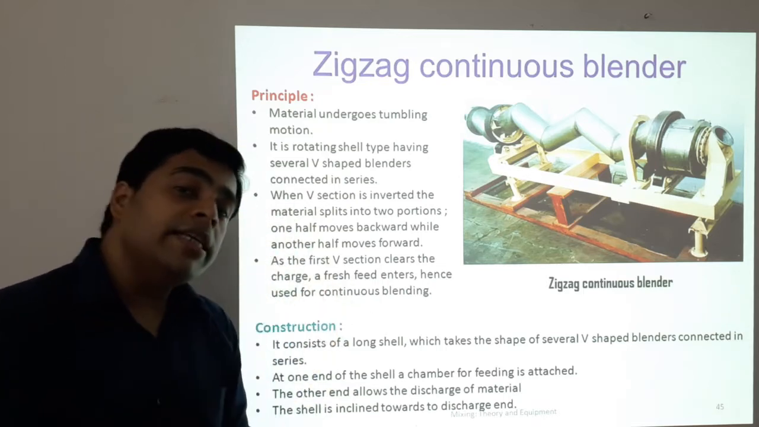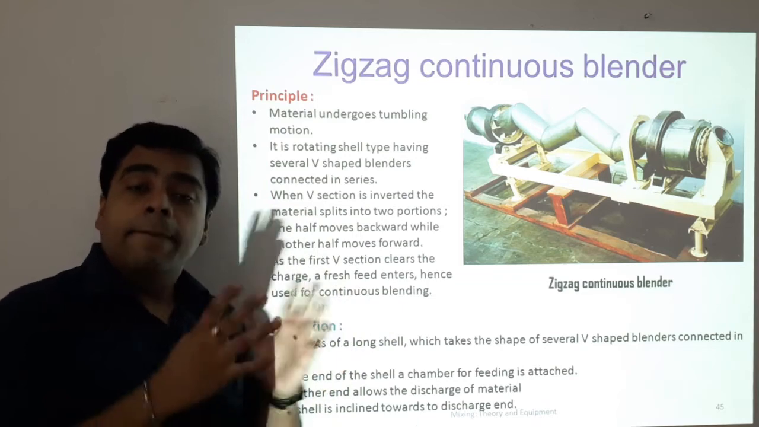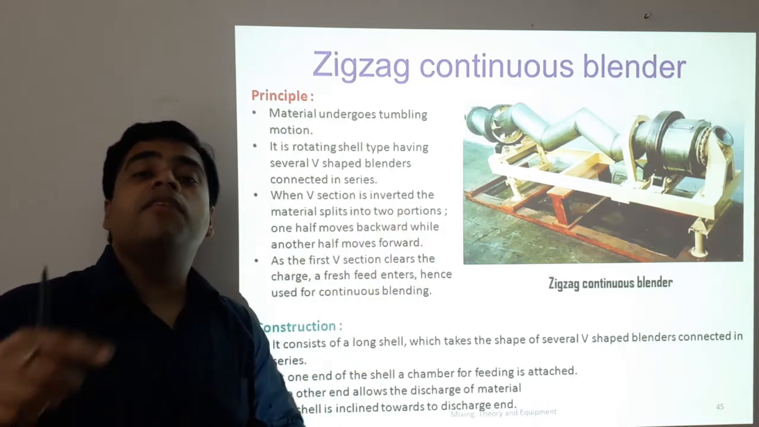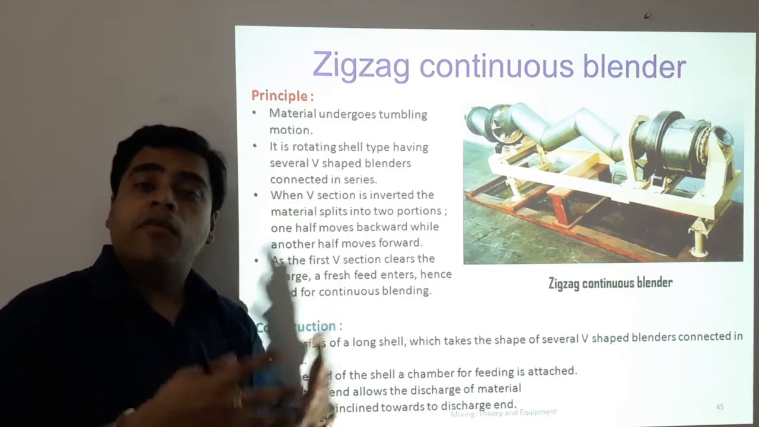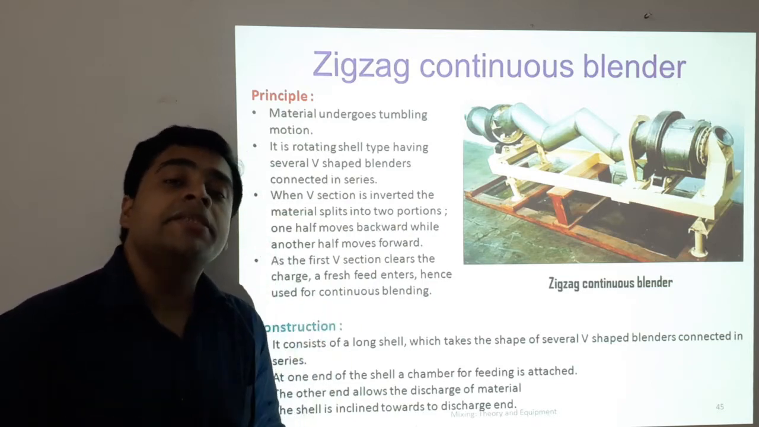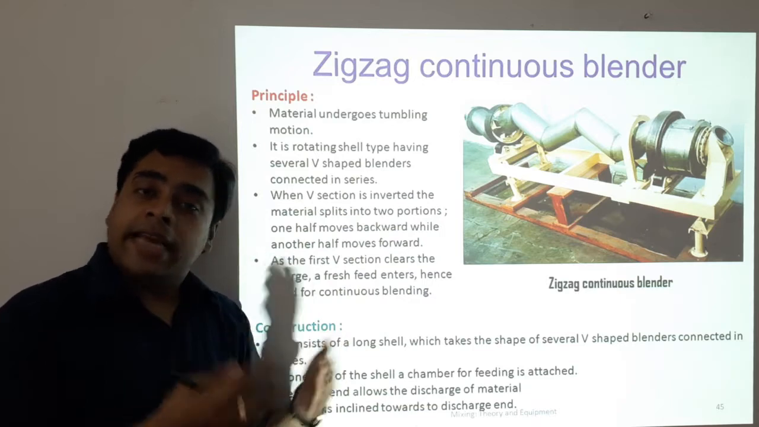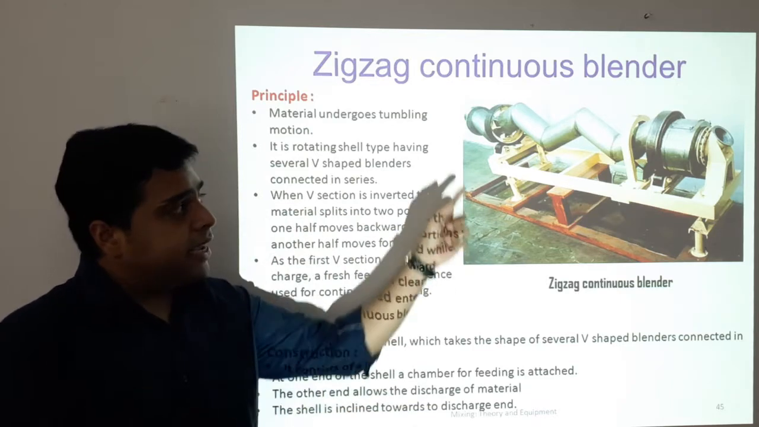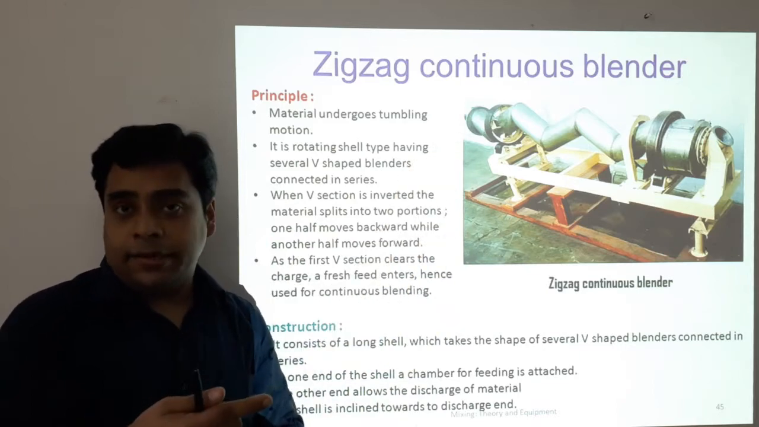Continuous zigzag blenders employ the principle of tumbling action, where a series of V blenders are attached continuously, and we have already studied details about the V blender in previous classes. So it is exactly the same, the applications and the principles, but here we can do it continuously.